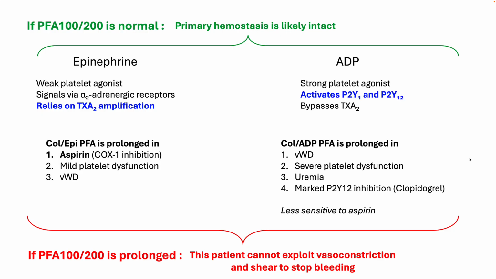ADP cartridge is used because it activates your P2Y1 and P2Y12 receptors, which are used by your clopidogrel. So you can use this cartridge to see if clopidogrel is working or not. This is also helpful in diagnosing your von Willebrand factor disease and other severe platelet dysfunction.